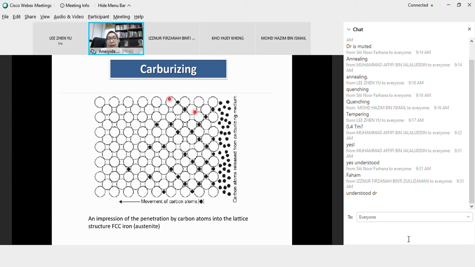So normally we want to harden only a certain area. So we can calculate that and see how much time and temperature are needed. When the carbon enters the interstitial sites, it causes solid solution strengthening. It becomes an interstitial solid solution. And when enough carbon has entered, it forms another compound that we call cementite, Fe3C.